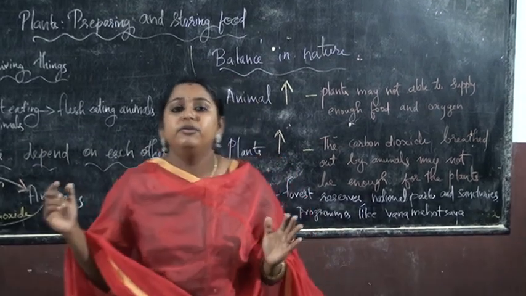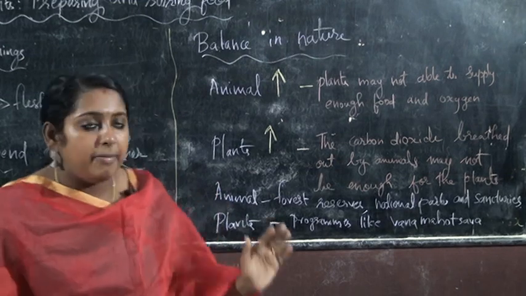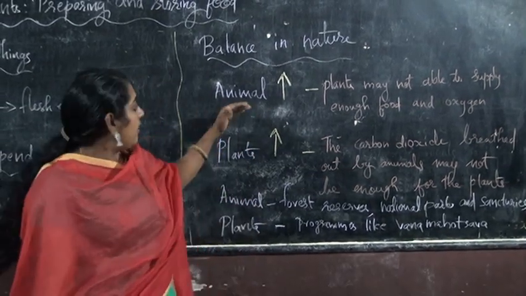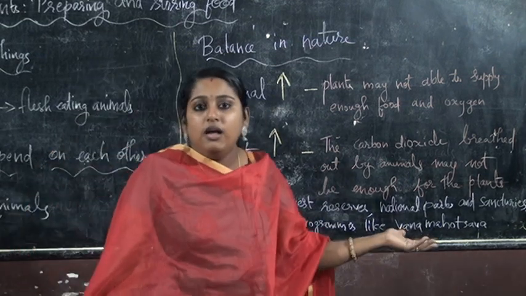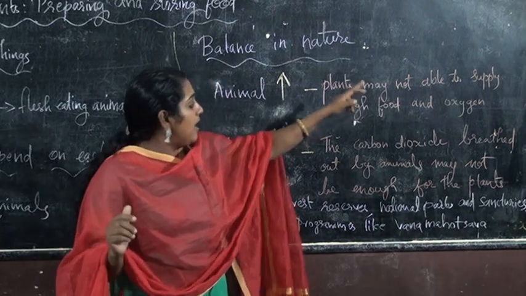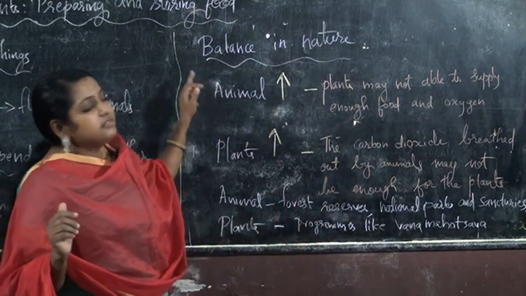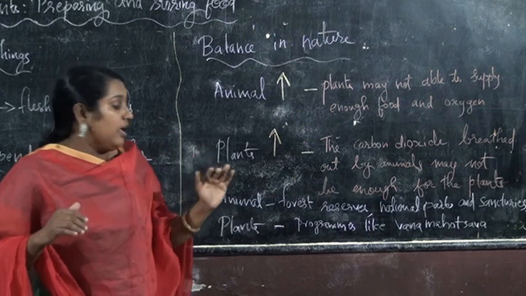Plants will not be able to supply the food and oxygen we need. Then what will our condition be? What happened to us then? We will die without oxygen and food. So plants may not be able to supply enough food and oxygen if there is a sudden increase in the number of animals.